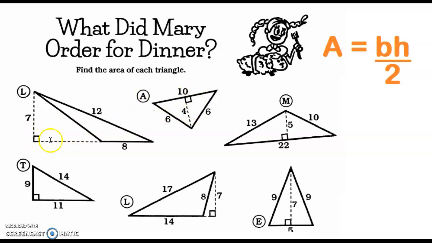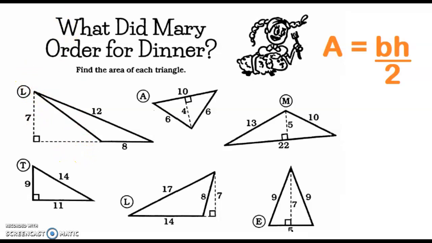So the two intersecting sides are going to be our base and our height. Which ones are touching this right angle? That's our 7 and our 8, right? Since area equals base and height, this is my base, my 8 right here. And this is my height, going up and down, the 7.